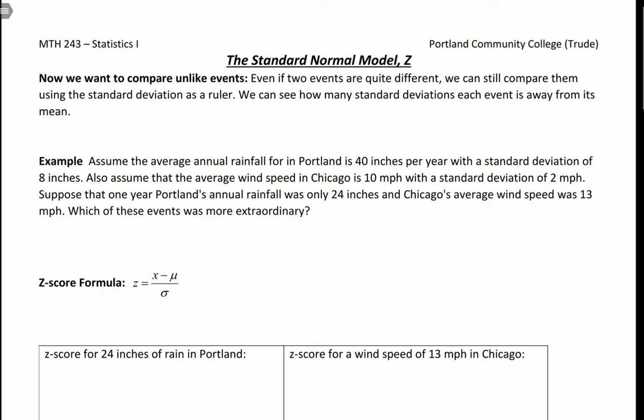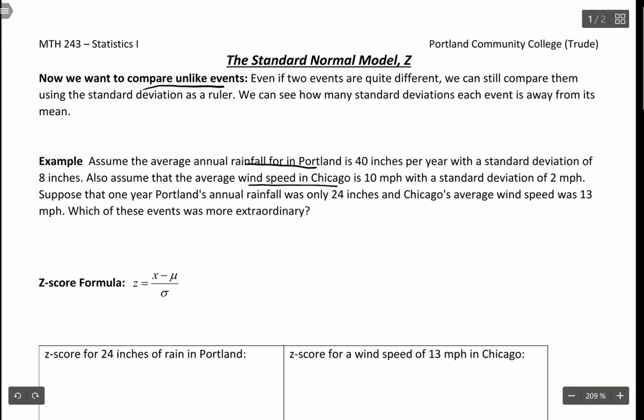If it's just the number line that's different, we can still compare them in terms of what's expected and what's less likely due to how many standard deviations away it is. So it helps us compare unlike events. Even if two events are quite different, like what we're going to do is compare Portland rainfall to Chicago wind speed. And these behave very differently. They have different units, they have very different expected values, different standard deviations. What we want to do is be able to compare the likelihood of events.